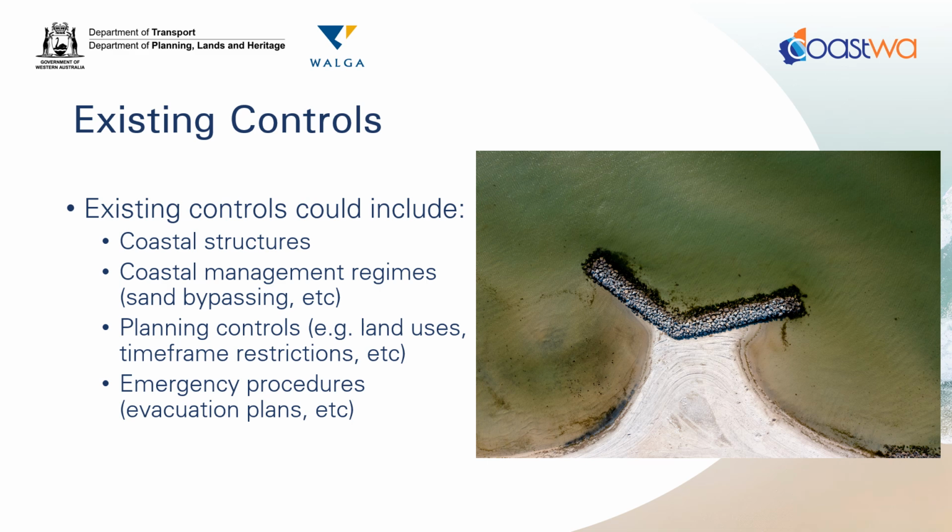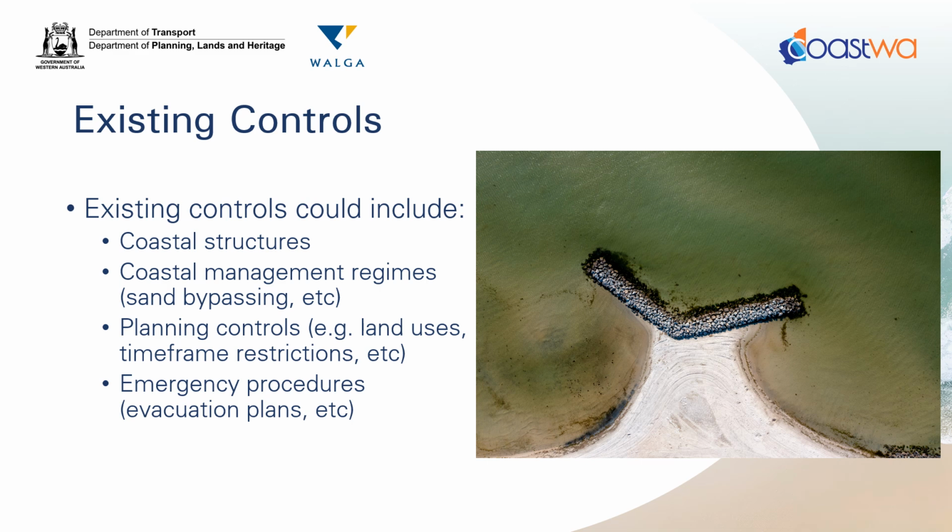So what are existing controls? Well, there's a range of different existing controls that can be considered. You've got physical controls and you've got planning or management controls. As an example, the physical controls could include things like coastal structures. You could have coastal management regimes such as sand bypassing, etc. You can then have planning controls. So you've got land uses, you've got time frame restrictions, you've got local planning strategies, etc., that can all manage how the coastline and the area around the coastline is used.